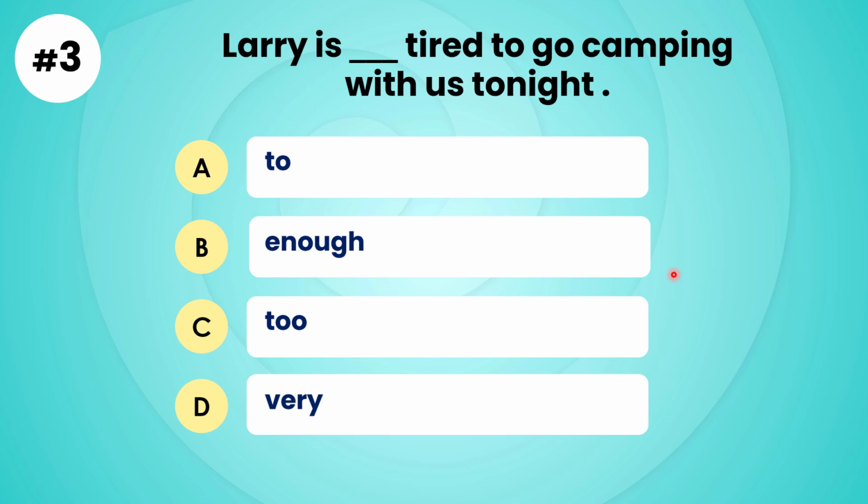Number 3. Larry is tired to go camping with us tonight. A, to, with one O. B, enough. C, too, with double O. Or D, very. The correct answer is C, too, with double O. Larry is too tired to go camping with us tonight. And this means an excessive amount. Larry is too tired. He is so tired that he cannot go camping.